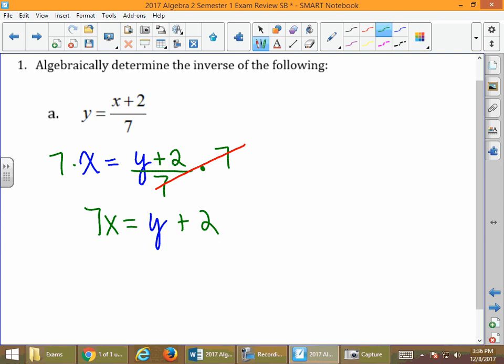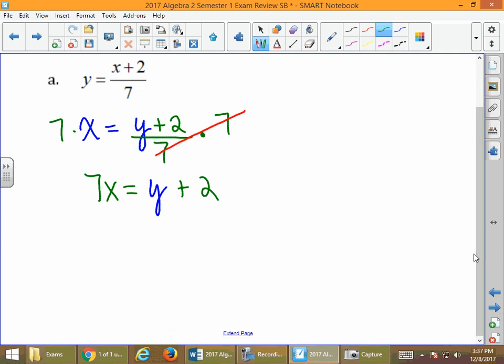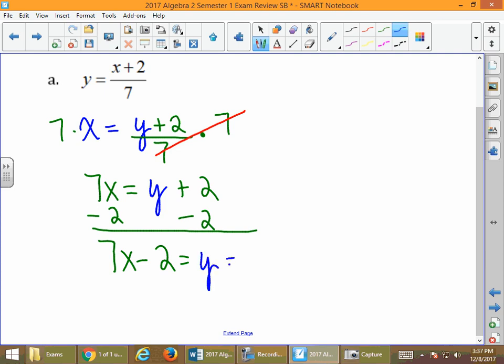Once again, with inverses, what we're doing is we switch the x and the y, and then we solve for y. So our next step, and our last step in this problem, is we're going to subtract 2 from both sides, and we get 7x minus 2 equals y, which is our inverse. In this notation here, f to the negative 1 of x means the inverse.